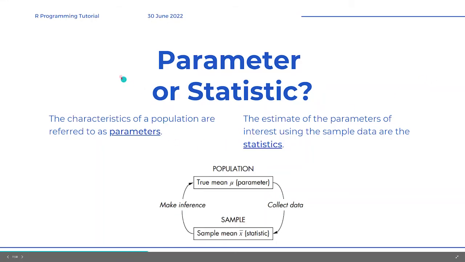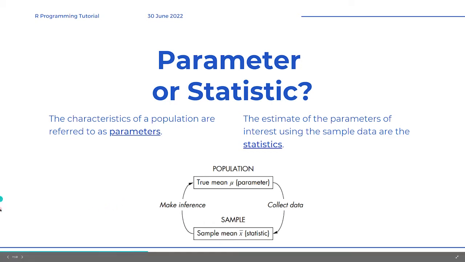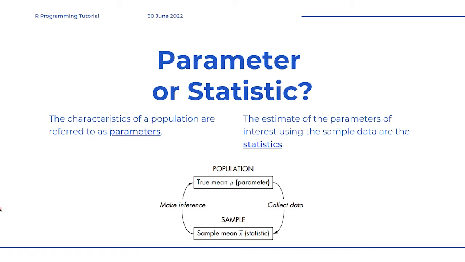So another concept that you need to remember in statistics is whether the data is a parameter or a statistic. We already noted that statistics is a discipline concerned with understanding features of an overall population, defined as an entire collection of individuals or entities of interest. The characteristics of that population are referred to as parameters.